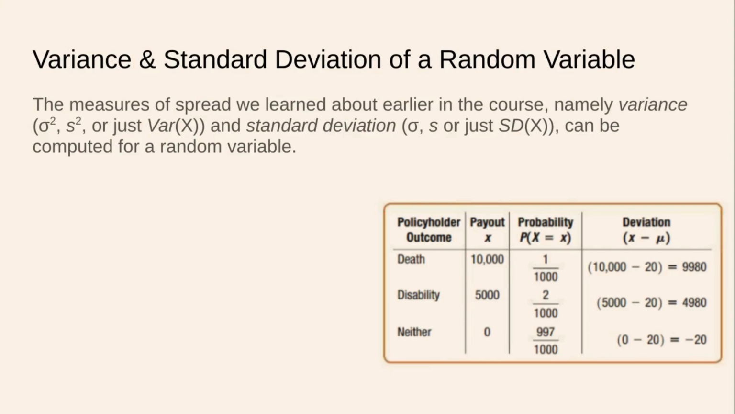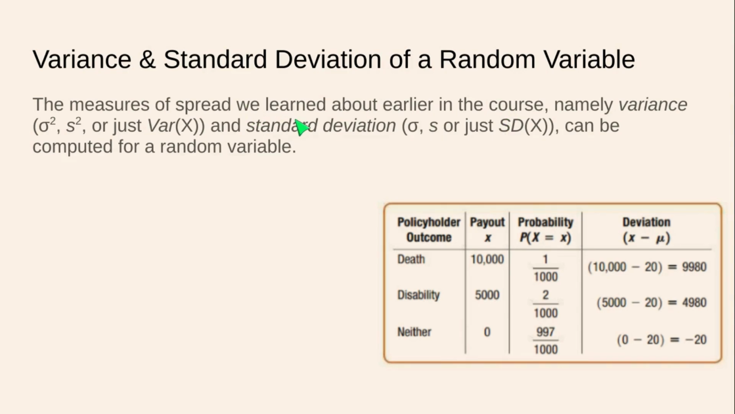Welcome back, AP Stat. This is the second part of the discussion on random variables. And we're going to be talking about variance and standard deviation. Last time we talked about expectation or the mean. Now we're talking about measures of spread, variance and standard deviation.